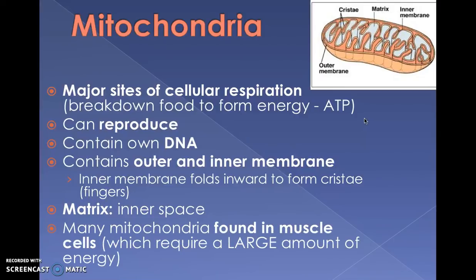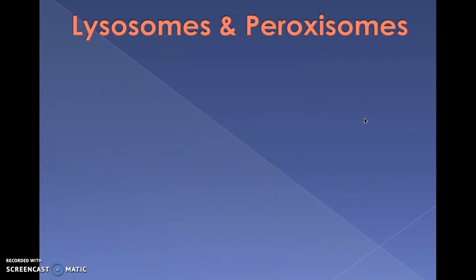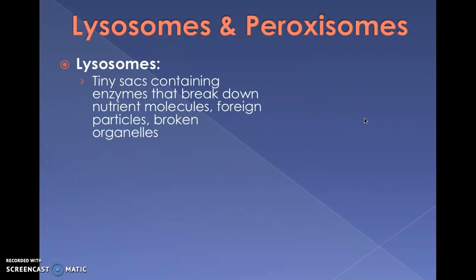The inner space in between, in that nice light blue there, is called the matrix. And then many mitochondria, we find so many of these in muscle cells. Now, if you are an endurance runner, chances are you're going to have more mitochondria in your muscles than I will. If you are a weightlifter, you're going to have a different type of muscle density, and you may have less mitochondria. So really, the more aerobic exercise you do, the more long distance, endurance things, the more mitochondria you're going to have. So then lysosomes and peroxisomes.